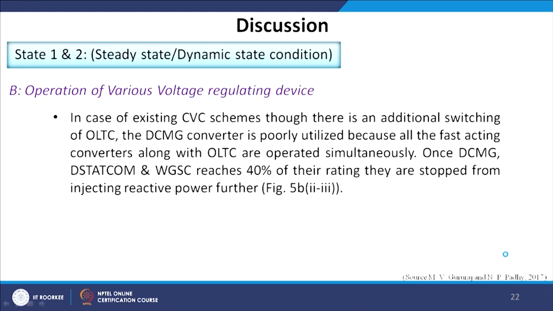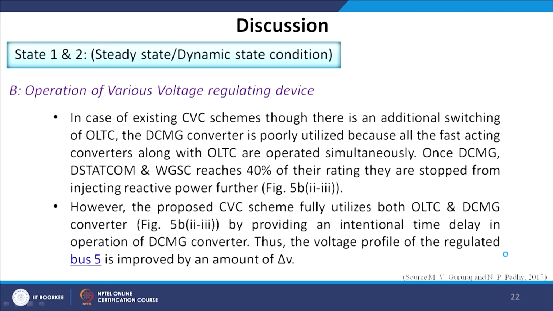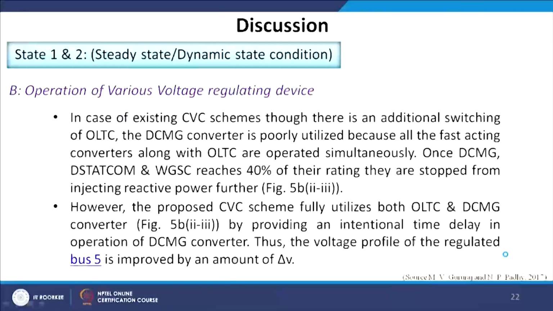Once DC microgrid, D-STATCOM, wind generator reach 40% of their rating, they are stopped from injecting reactive power further. The major problem is that they all act simultaneously. The moment they reach their 40% capability, they are no more allowed to act. However, the proposed CBC scheme fully utilizes both OLTC and DC microgrid converter by providing an intentional time delay in operating the DC microgrid converters.